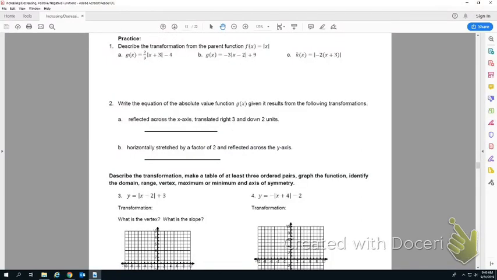These are probably the most common kind of questions you're going to see on an assessment. Here's an equation, list the transformations. Or here's some transformations, write the equation.